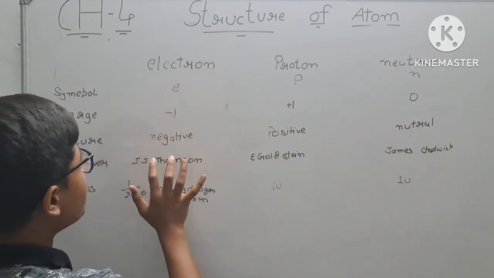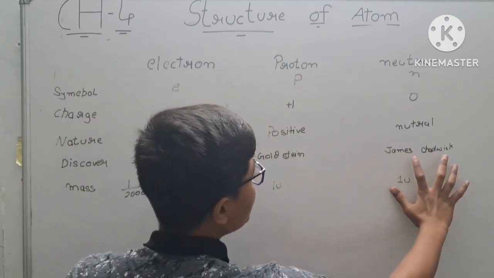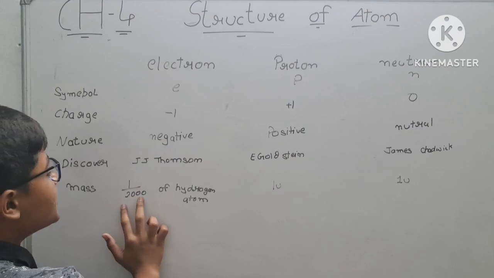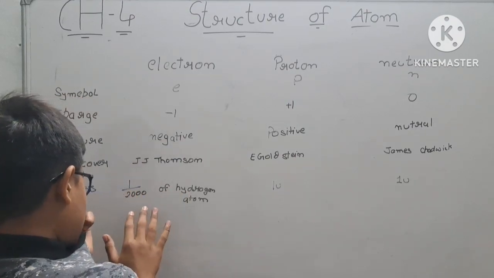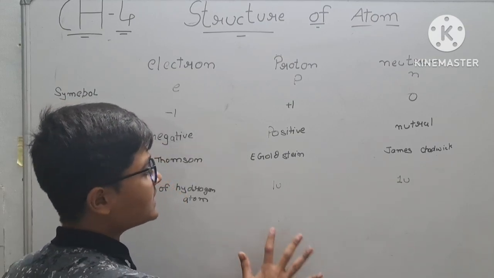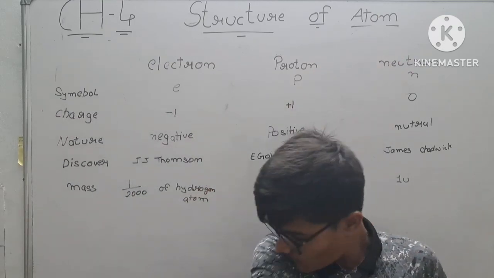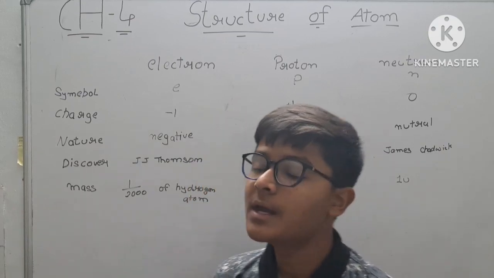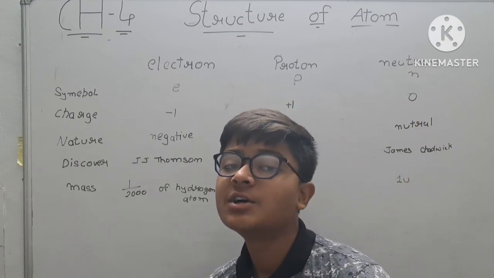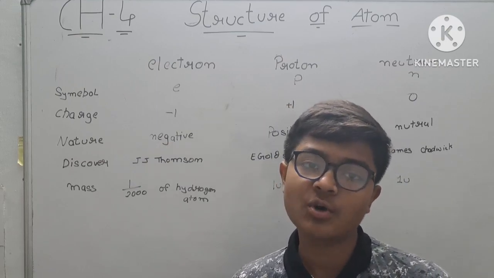Then who discovered the electron? J.J. Thomson. E. Goldstein discovered the proton, and James Chadwick discovered the neutron. The mass of the electron is 1/1000 of a hydrogen atom, so its mass is negligible. You can think that the masses of proton and neutron are equal, 1 u. So here we have completed our second topic, proton, electron and neutron. Let's move towards J.J. Thomson's model of an atom.